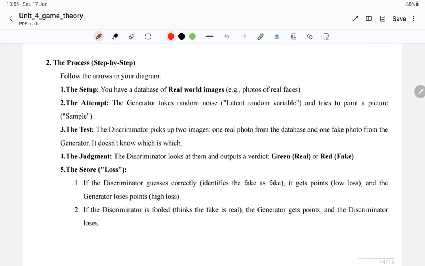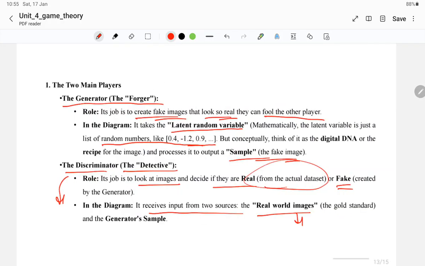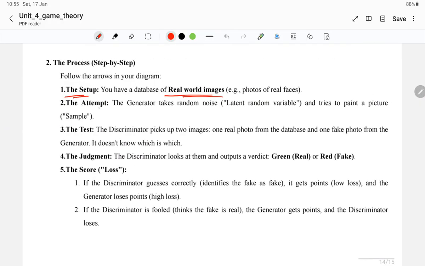So what is the process? It follows the arrows that we drew in the diagram. First is the setup: the database that we need to have the real world images, that is the photos of the real faces. I'm just going to explain the diagram here. Next, the generator takes the random noise, that is the latent random variable, and tries to paint a picture. It generates a fake image from the random noise.